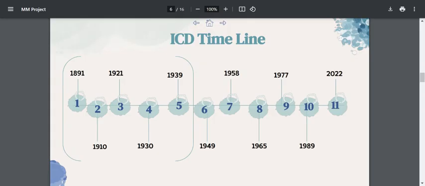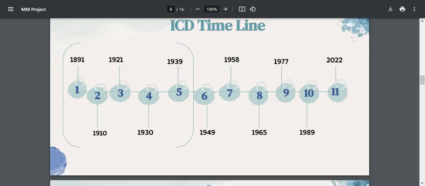The 9th edition, however, is actually not called the ICD 9. It is the ICD 8 with revisions. When we go through these, you'll see that they keep count of all of the revisions they've ever done.